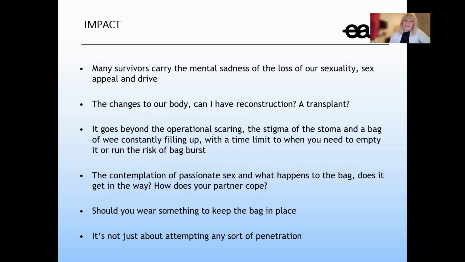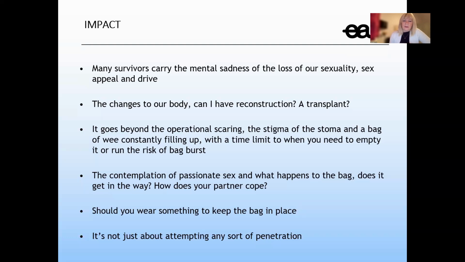I often talk about this impact of a radical cystectomy and what happens. Many survivors, we carry the mental sadness of the loss of our sexuality. Our sex appeal and our drive, it is important no matter what. There are so many changes to our body and lots of questions to ask. It's not just beyond the scarring or the appearance of our body, but we have questions. Do you know, is it possible? Can I have a reconstruction? Is there a transplant available? What happens to me beyond my radical cystectomy?